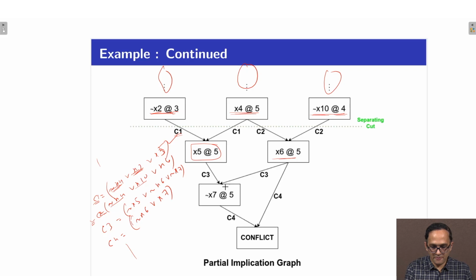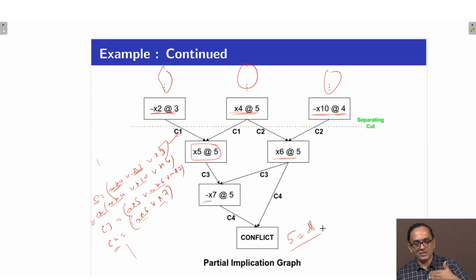Now, from C3, if I put x5 equal to true, this will become false, x6 equal to true, so this will make this false, which says that not of x7 should be true here, so x7 is basically false. And from C4, now you have x7 equal to false, so this will make this false, and x6 equal to true, so this will make this false. So, I get a conflict at decision level 5. So, this conflict I get.